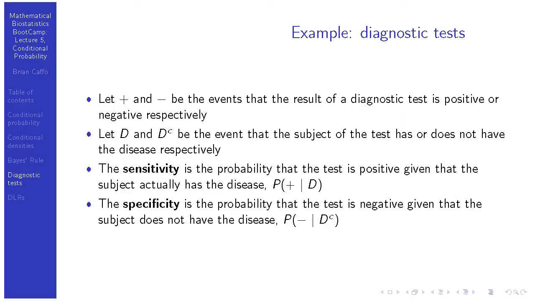The sensitivity of the test is the probability that the test is positive given that the subject actually has the disease. Probability of plus given D. That's the sensitivity. The specificity is the probability that the test is negative given that the subject does not have the disease. That is the probability of a minus given D complement.